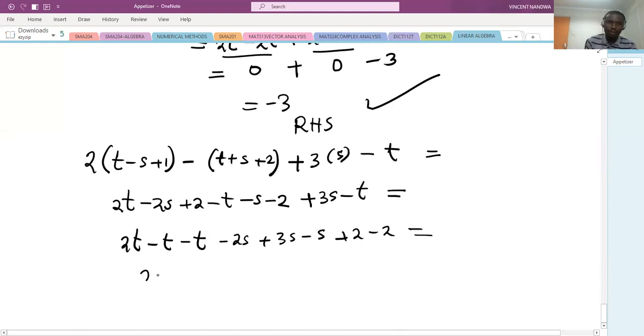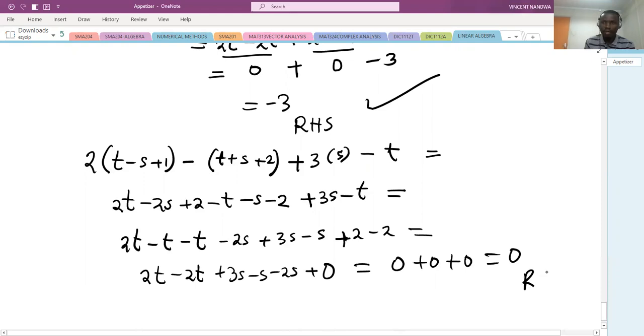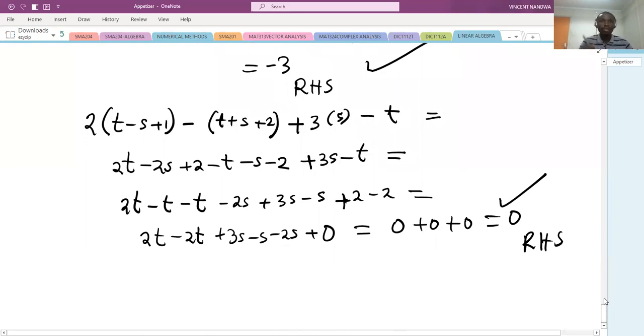And then this will be 2t minus 2t. And then we have plus 3s minus s minus 2s. This will be plus 0 because 2 plus 2 minus 2 is 0. And then this will be 0. 3s minus s minus 2s is also 0. And then plus 0, which is 0. And this is also the right-hand side of the second equation. So therefore, those values of x1, x2, x3, and x4 hold in the two equations given.